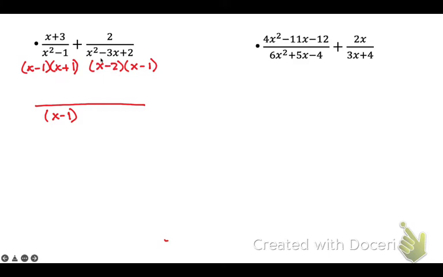So the left has an x plus 1 that the right doesn't, correct? And the right has an x minus 2 that the left doesn't, correct? So my denominator is going to have to include all of them, isn't it? Just like I had 30, I had to include the 5 and the 6. So on the left, what is missing? X minus 2. So I have to take x plus 3 times what?